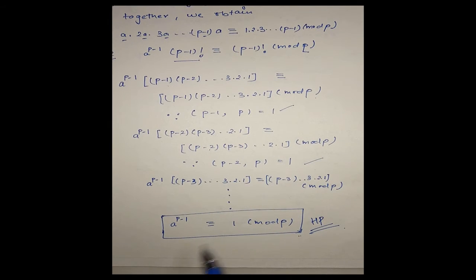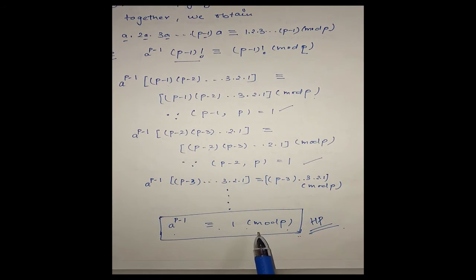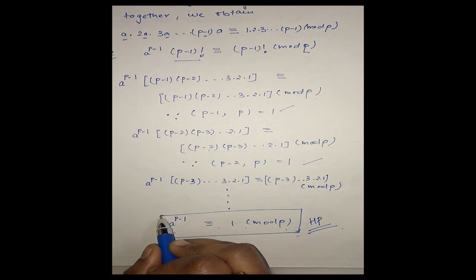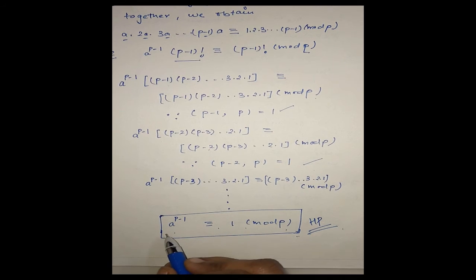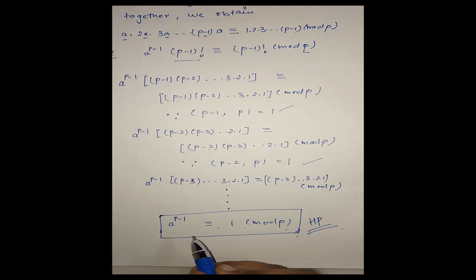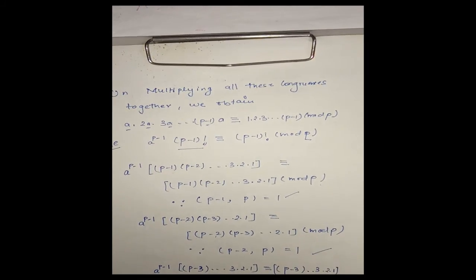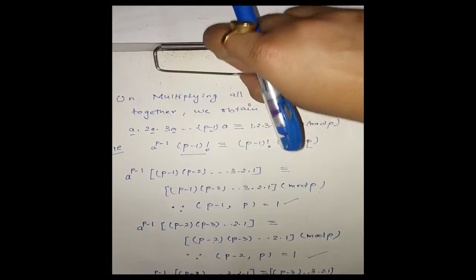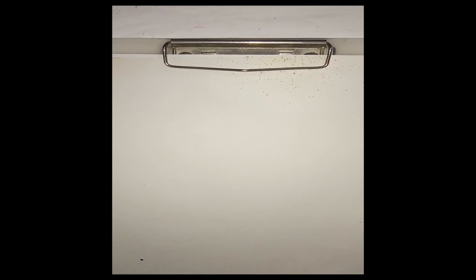Clear? Means if p is any prime with the condition p does not divide a, then we have this congruence: a power p minus 1 is congruent to 1 modulo p. Okay, now it is clear. Now we will have a result in which we will drop the condition that p does not divide a. Okay, now we have a result free from this condition.